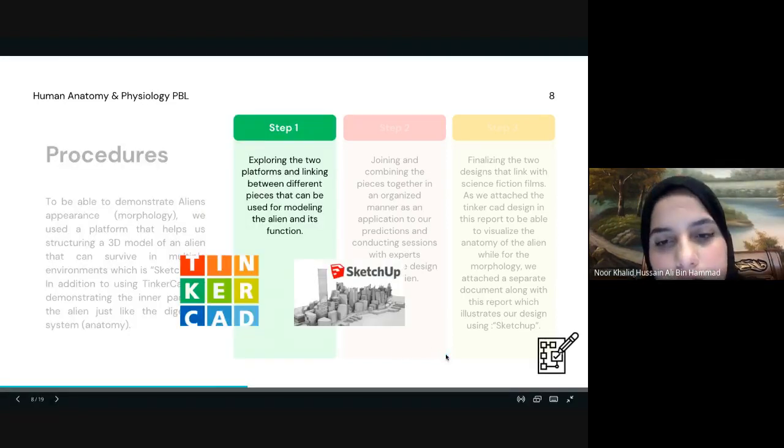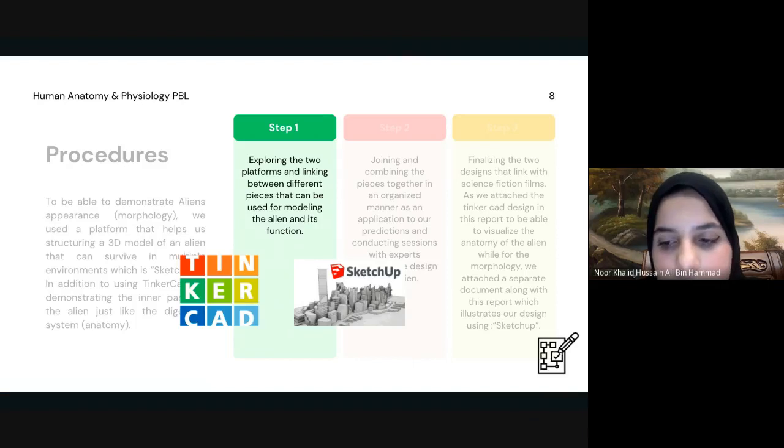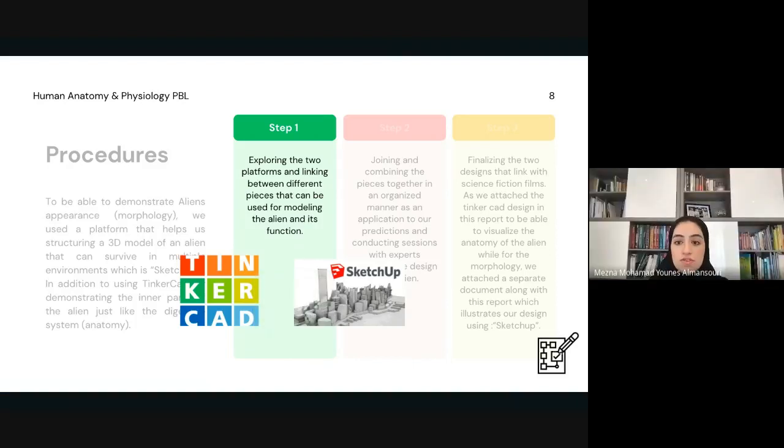So the first step, before actually drawing our examination into a digital sketch, we were exploring different platforms, and we settled on Tinkercad and SketchUp, as we use these two platforms for modeling an alien that best supports the function desired. So as Noor mentioned, Tinkercad was to present the inner organs of an alien, and SketchUp was to present more of the morphology of the alien.